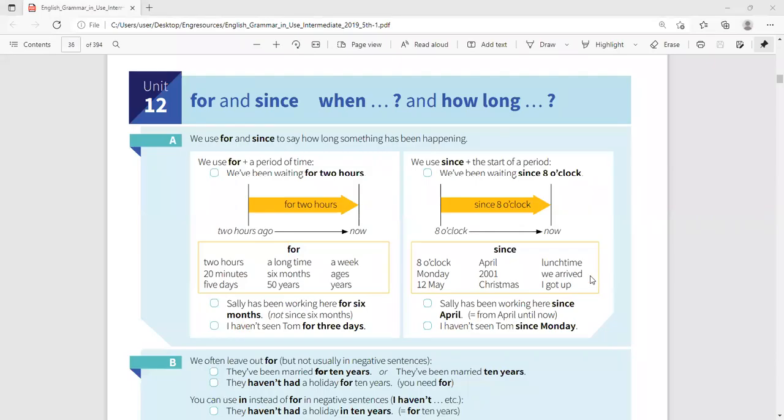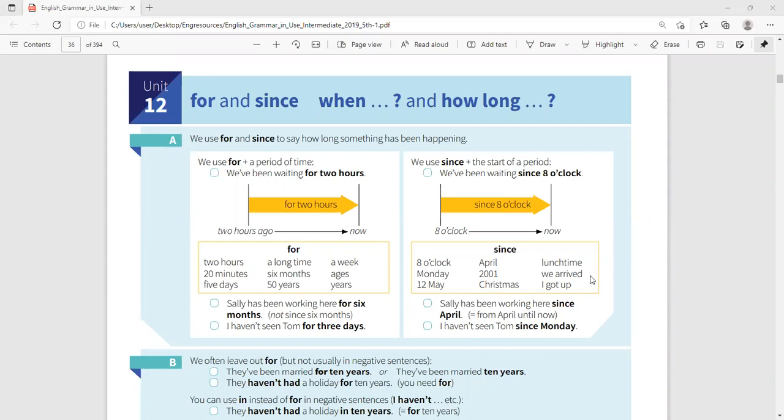Yes, so we are still going on with our tenses. Yesterday we learned the use of an activity that began some time ago and it's still going on up to now. So today we are going to look at the words that we use for those activities.